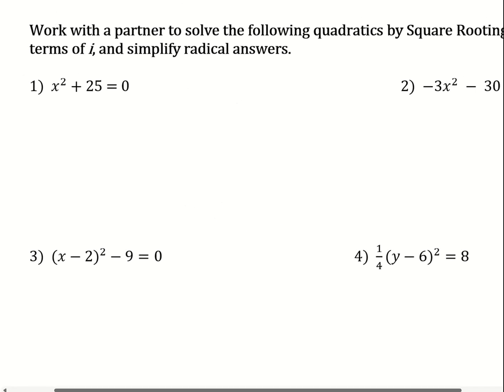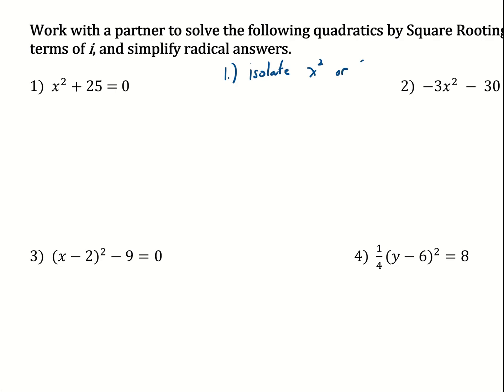So, if we look at number 1, when we are solving quadratics, the first thing we have to do is get the quadratic term by itself. So we want to isolate either the x squared or the binomial squared. I'm going to write that down as step 1: isolate x squared or binomial squared. For number 1, that's going to imply subtracting 25 from both sides. So x squared is equal to negative 25. At that point, we're going to move on to step 2, and we're going to square root both sides.